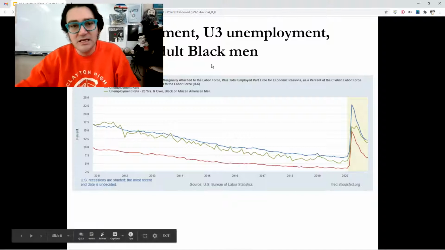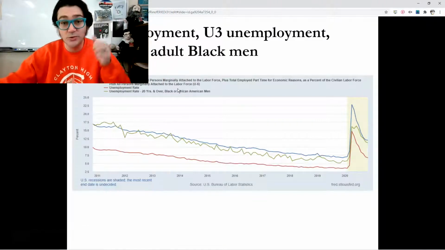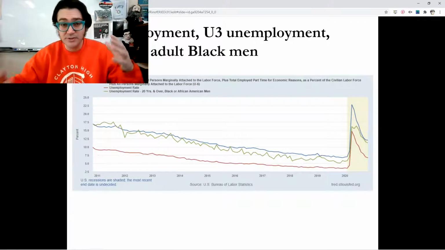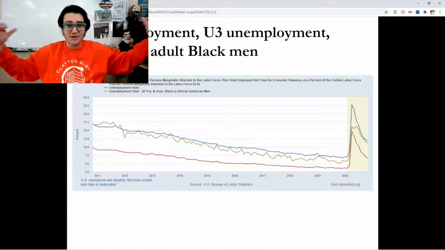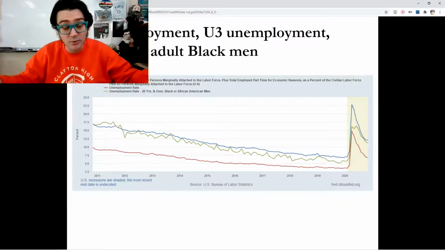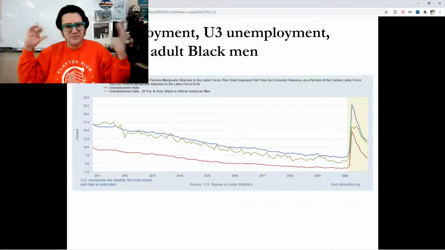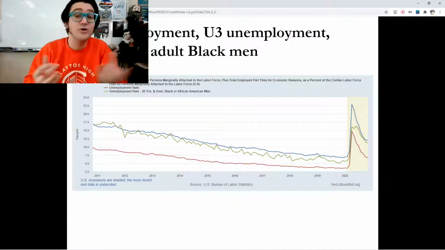But then you can see the next one, and again, I'm covering it up, is called U6. And U6 includes all of the Peters, and it includes all of those marginally attached to the labor force people. So in other words, it's the broadest definition of unemployment that we could have. It even includes people who aren't technically unemployed. They're marginally attached or they're Peters because they're employed. But this gives you a different picture, right? It tells you how the economy is kind of doing when we include all these other people.